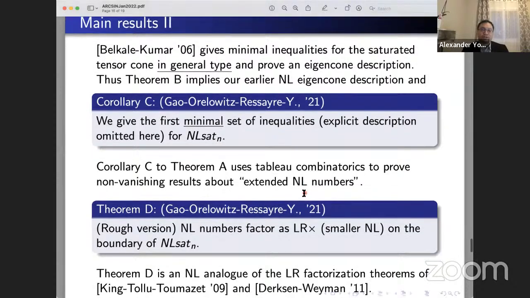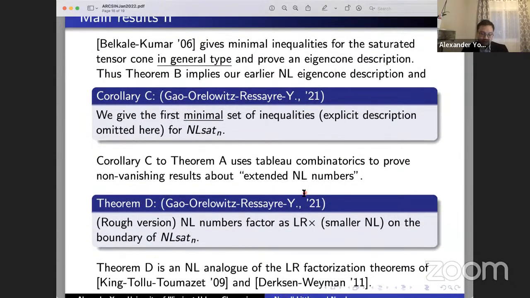Just one other additional theorem that I want to mention is that we have an analog of theorems of King, Tollu, Toumazet, and Derksen-Weyman. It's roughly of the form that if you're on the boundary of this cone, that means when all the inequalities are equalities, then the NL numbers in fact factor. And in our case, a factor is a Littlewood-Richardson coefficient with a, quote unquote, smaller NL coefficient. Well, it will be smaller, but in other senses as well.